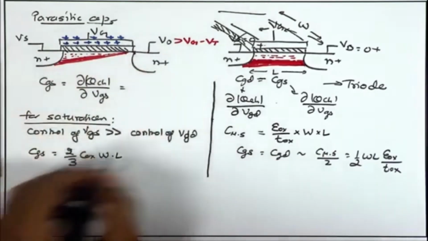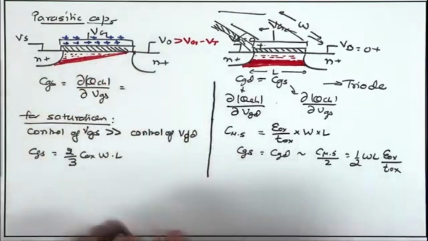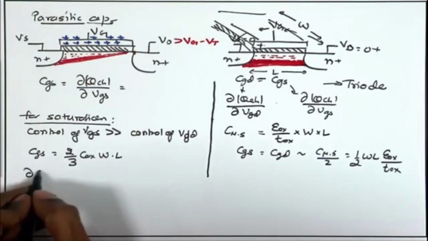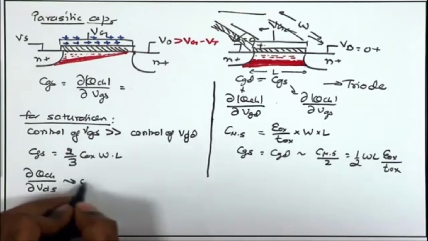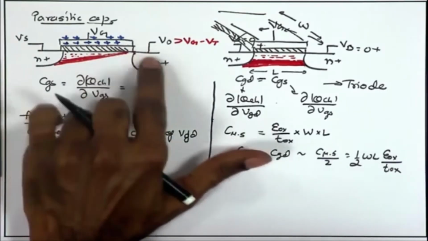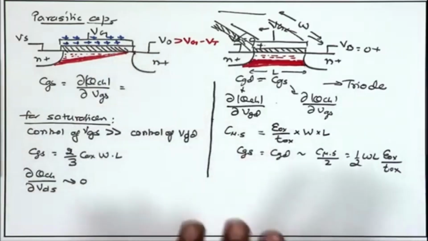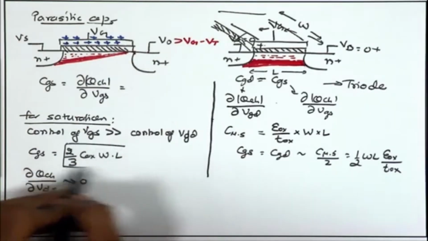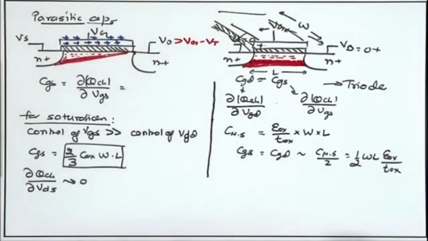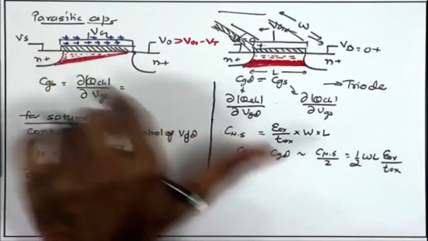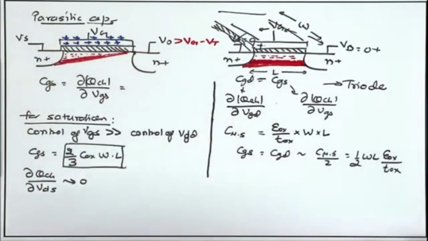So, the capacitance resulting from channel charge with respect to the drain is almost reduced to 0. So, we say del Q_CH by del V_DS is approximately reduced to 0 because the drain is not having much control on the channel charge. So, this term is reduced to 0. So, this is the first component, C_GS, which results from the change of channel charge because of change in V_GS. There is another component of capacitance between the gate and source, gate and drain, that arises from overlap of the gate with the drain and source region. So, let us briefly talk about the overlap capacitor.